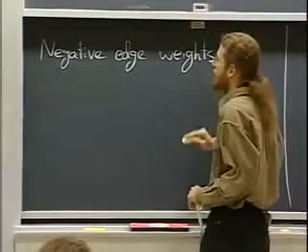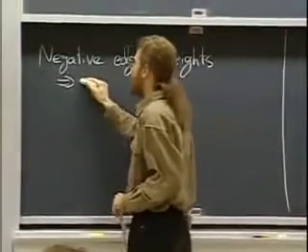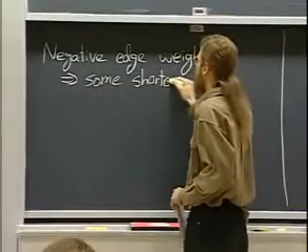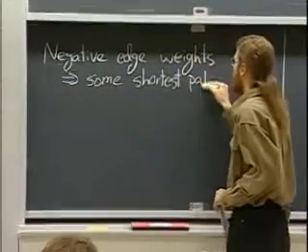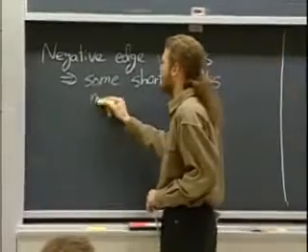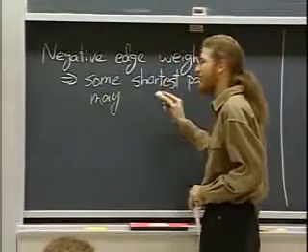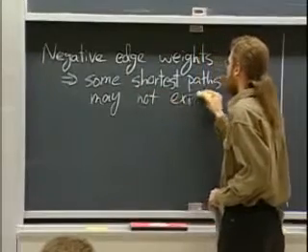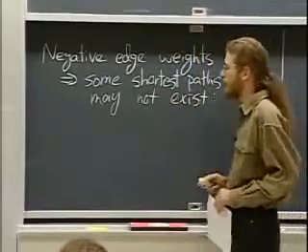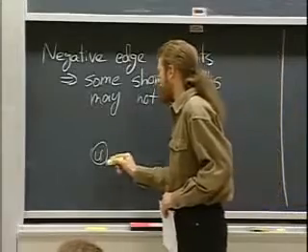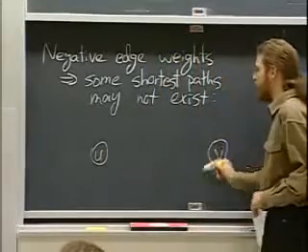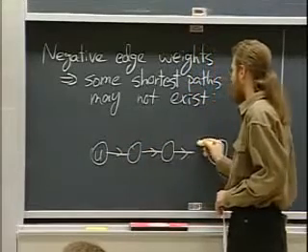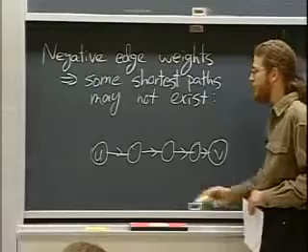So in principle, when you have negative edge weights, some shortest paths may not exist, in the sense that there is no shortest path from U to V. In particular, if I have two vertices U and V, and I want the shortest path between them, and I have negative edge weights, well, this is fine.